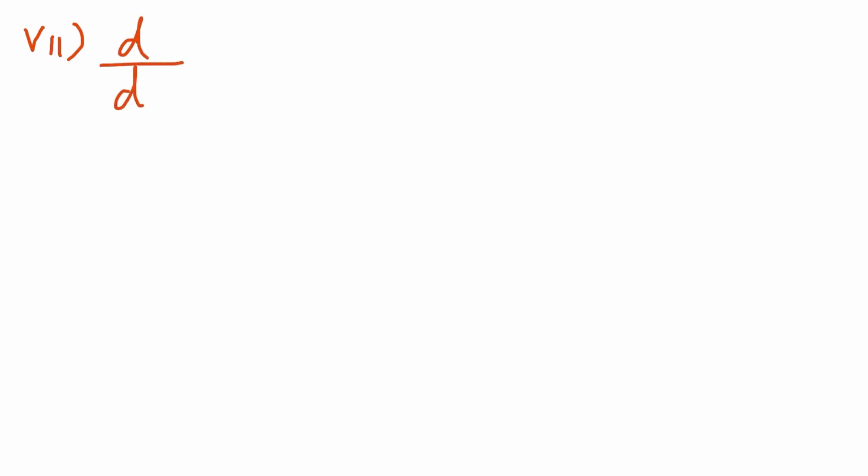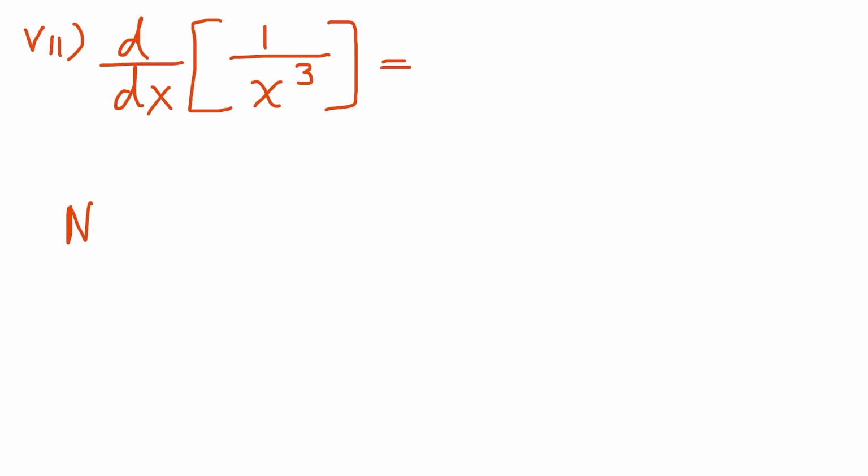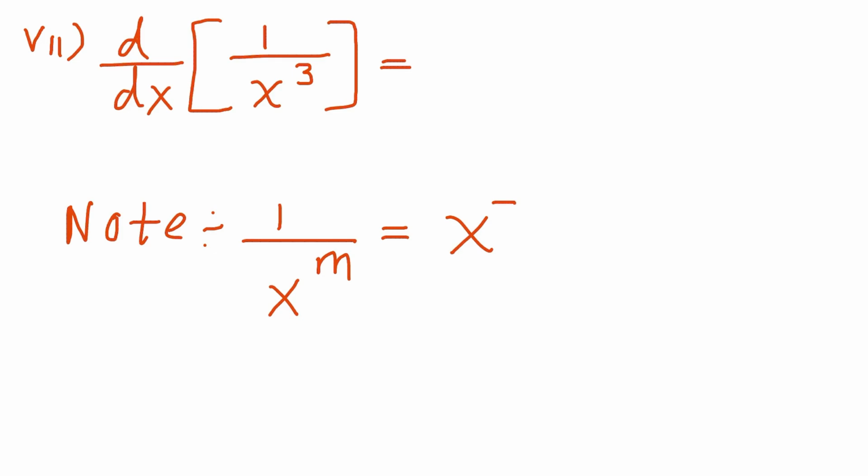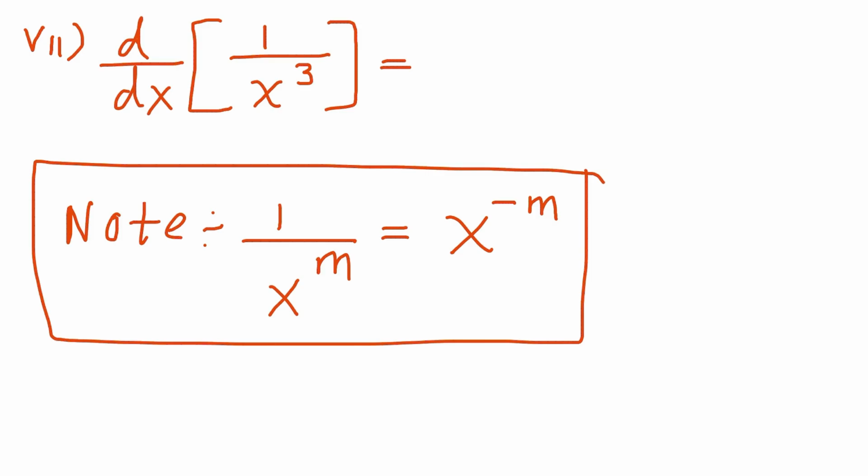In this case, we cannot apply the power rule directly. In order to apply the power rule, the function has to be in the numerator, not in the denominator. So I'm going to write down that 1 over x to the power m we can write as x to the power negative m. When you bring the function to the numerator, you have to switch the sign of the exponent.